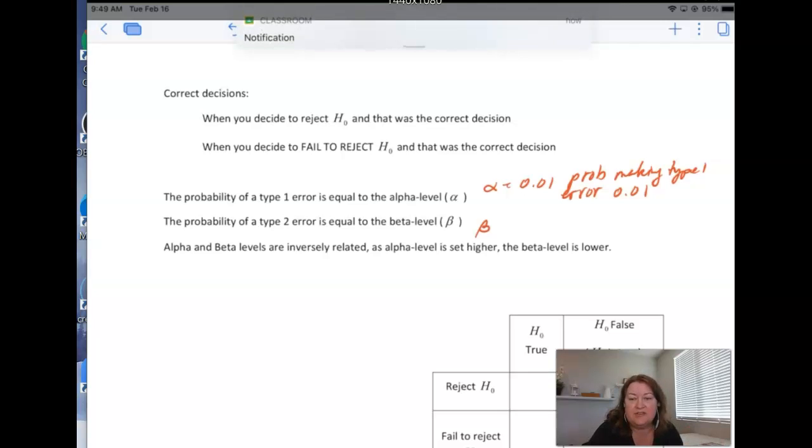We do know that the higher you set the alpha level, the lower the beta level is going to go and vice versa. So if you increase the chance of making a type 1 error, you're going to decrease the chance of making a type 2 error, right? Increase alpha, beta goes down. Increase beta, alpha goes down.